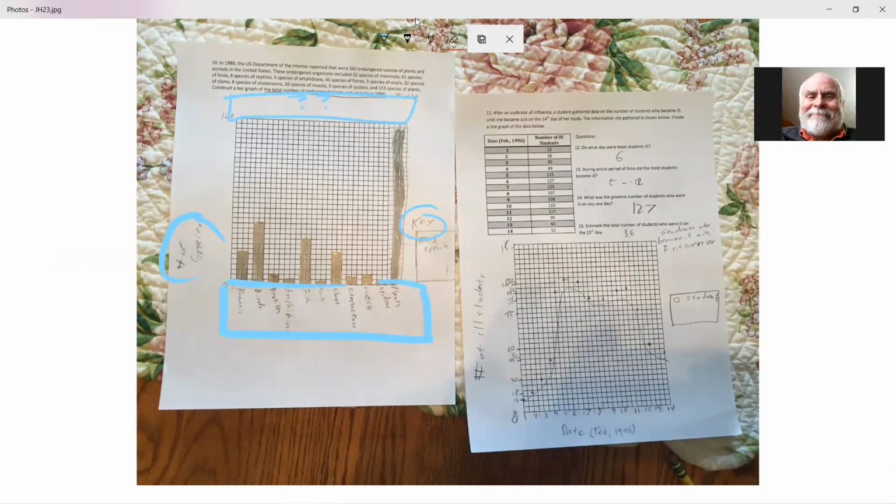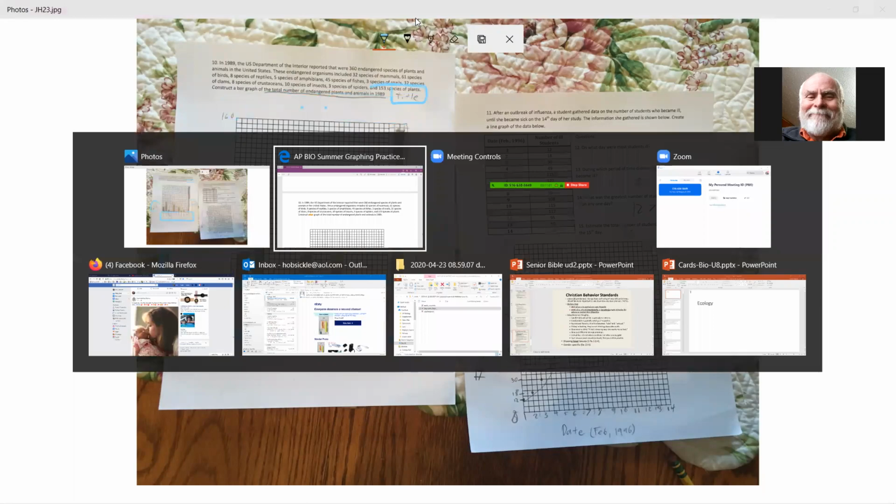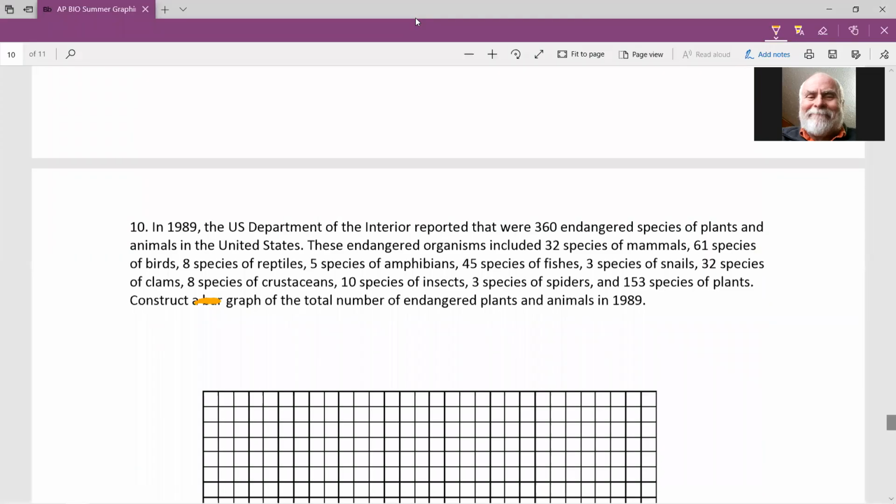Total number of endangered species of animals and plants. Oh, yeah, it says title. There you go. Wasn't looking close enough. There's your title. Assuming you counted the numbers right, which we're going to guess you were able to do, that would be a pretty good graph.